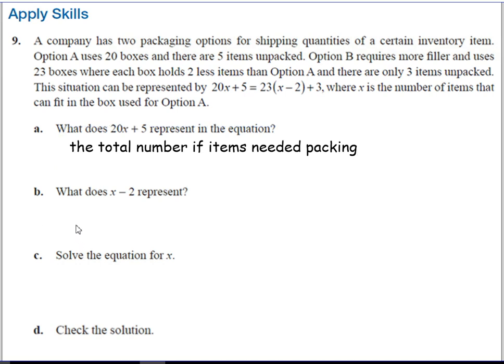The x minus 2 represents that in the second option, the box holds 2 fewer items than the first option. So 2 items less than option A, because x, remember, is the number of items that option A's boxes hold.